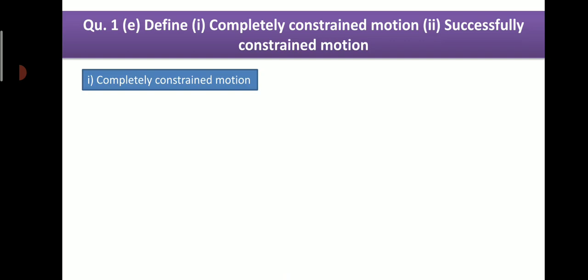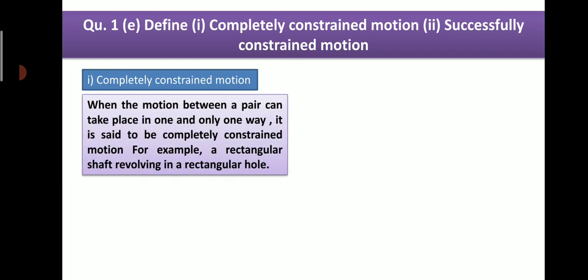Question number 1e was: define completely constrained motion and successfully constrained motion. Let us first define completely constrained motion. When the motion between a pair can take place in one and only one direction, or in one and only one way, then it is said to be completely constrained motion. The example of completely constrained motion is a rectangular shaft revolving in a rectangular hole.